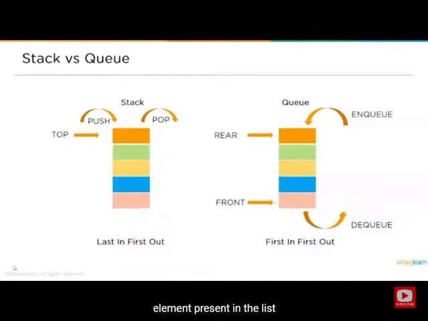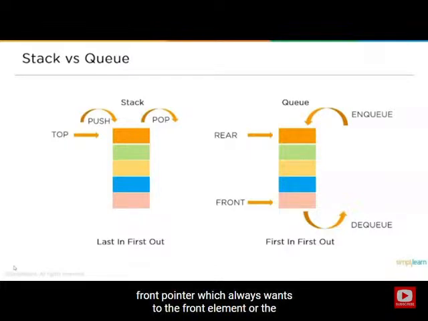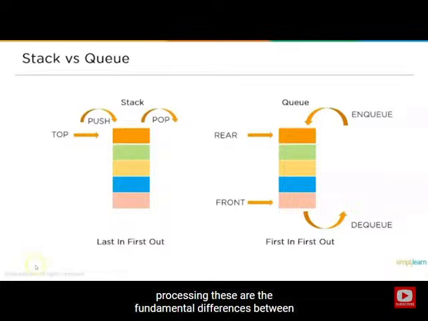In queues, we maintain two different pointers. The first one is the front pointer, which always points to the front element, or the first element inserted in the list. And the next one is the rear pointer, which always points to the rear, or the last element inserted into the list. Stack is used in solving problems that work on recursion, whereas queue is used in solving problems having sequential processing. So these are the fundamental differences between stacks and queues.